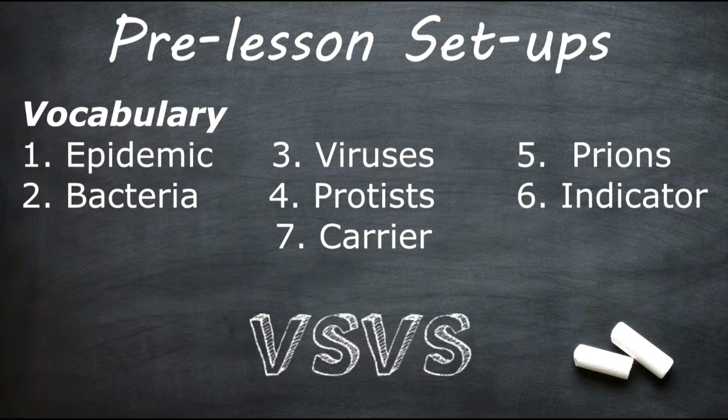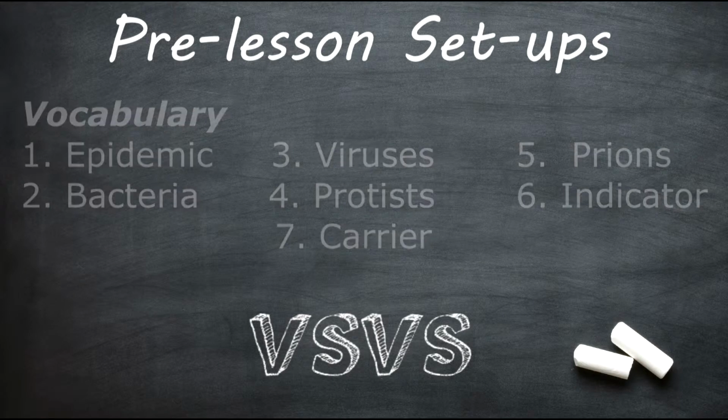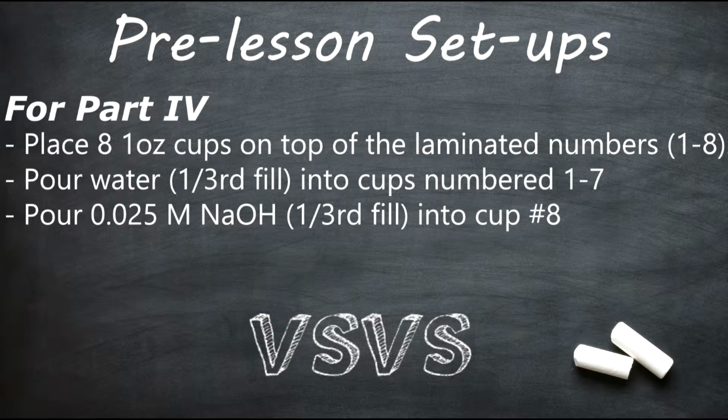Pre-lesson setups. Before starting the lesson, write the following vocab words on the board: epidemic, bacteria, viruses, protists, prions, indicator, and carrier. Refer to these vocab words as they come up throughout the lesson. To prepare for part 4 of the lesson, place 8 1-ounce cups on top of the laminated numbers 1 through 8. Pour water into cups 1 through 7 until they are 1/3 full. Pour 0.025 molar NaOH into cup 8 until it's 1/3 full.